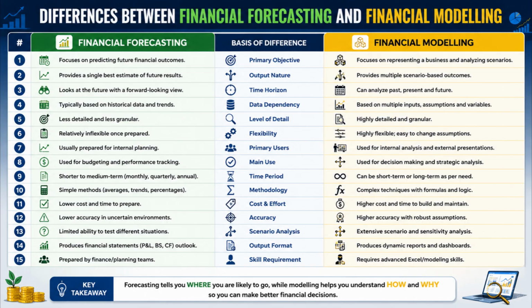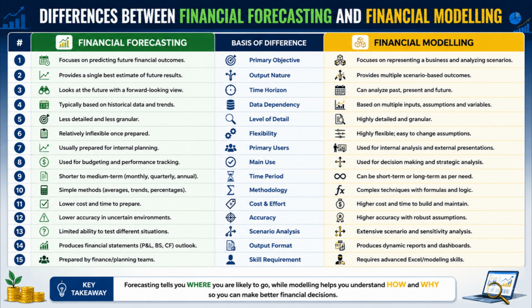Number 13. Financial forecasting has limited capability to test different situations, whereas financial modeling allows extensive scenario and sensitivity analysis. Number 14. Financial forecasting typically produces projected financial statements such as income statements, balance sheets, and cash flow statements, whereas financial modeling produces dynamic reports, valuation outputs, and dashboards.